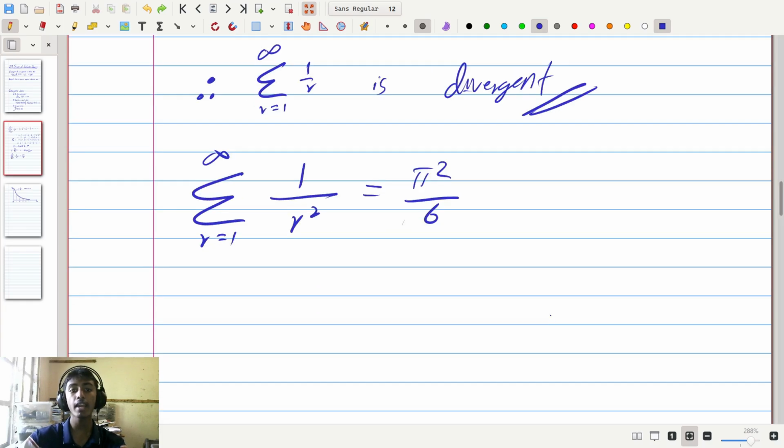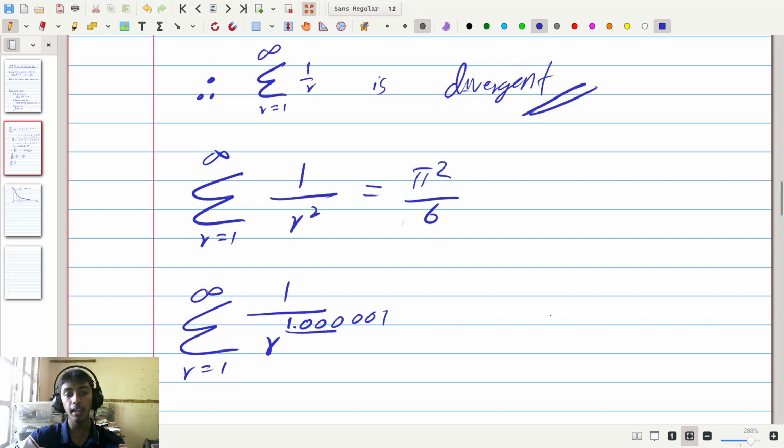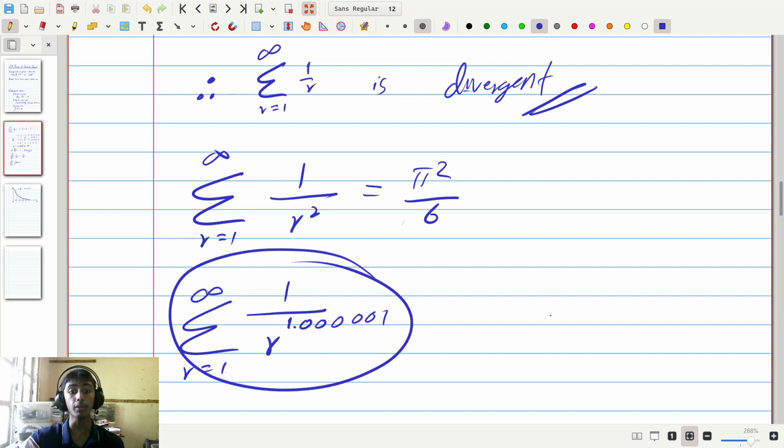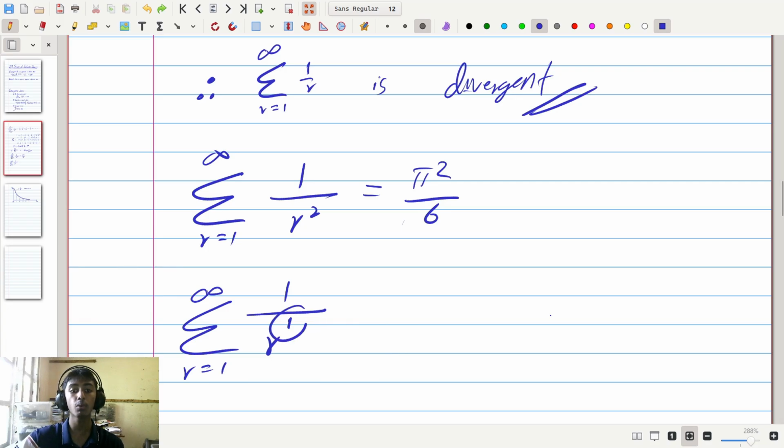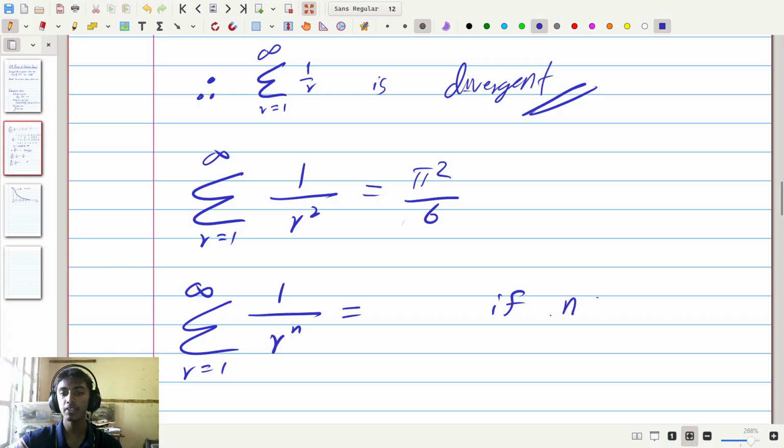Similarly, if you have any power of r which is greater than 1, our series will converge. For example, if we had the sum from r equals 1 up to infinity of 1 divided by r to the power of 1.00000001, anything like this will converge to some finite value. However, if you don't have this extra part and you just have a power of 1, this will diverge. We can prove that if we have a power of r anything greater than 1, then our series will converge using integration. So what we're going to prove is that the sum from r equals 1 up to infinity of 1 divided by r to the power of n will converge if n is anything greater than 1.